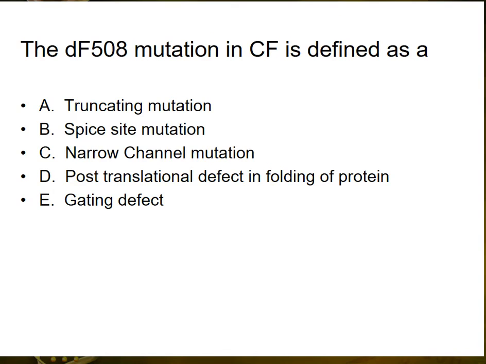So, the delta F508 mutation is defined as a truncating mutation, a splice site mutation, a narrow channel mutation, a post-translational defect in folding of the protein, or a gating defect. And the correct answer is E. This concludes this module.